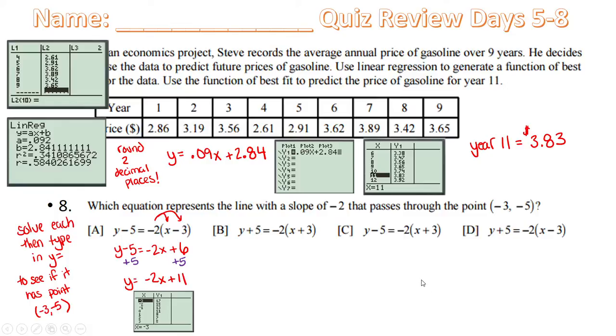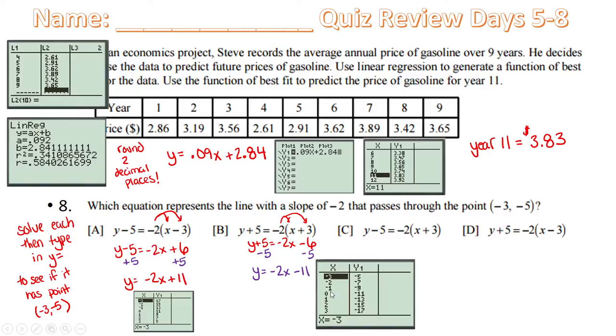All right, so that means we need to keep going. So on B, distribute, we have -2x, and then that's going to be -6. Subtract 5 on both sides of the equation because we're trying to get y by itself, and you have -2x minus 11. So either type this into your y equals key or plug in -3 for x and see if we get -5 for our answer. So -2 times -3 is +6. +6 minus 11 does come out to be -5, and we see that in our y equals key as well from our table. So that means B is my answer.